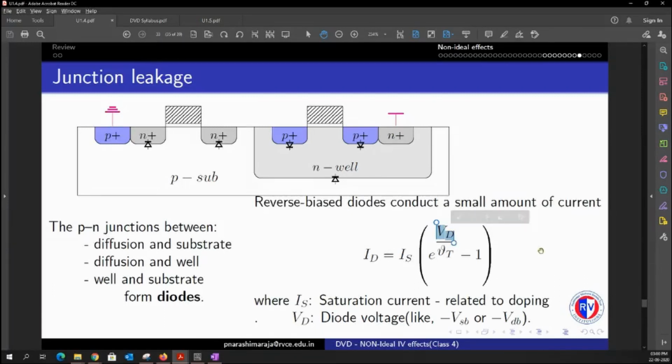Sir, why is there P plus and N plus in the P substrate? What is the use? Because this one is for the source and this is for the drain. These N plus regions that are there in our P substrate are there by construction; we will have this kind of structure.